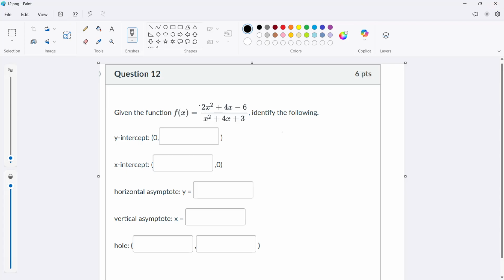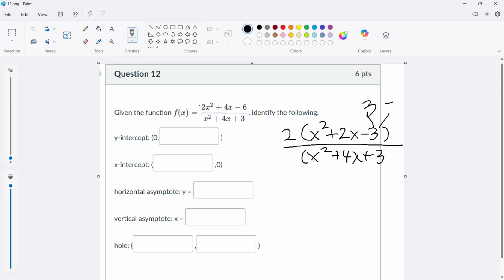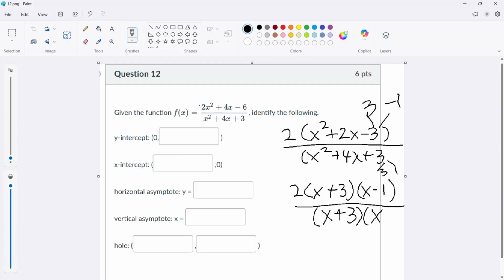So on the top, I'll divide 2, and then I'm left with x squared plus 2x minus 3. And on the bottom, I have x squared plus 4x plus 3. I want to see if there's two numbers that multiply to negative 3 and add to positive 2. Well, yes, 3 times negative 1. So this is going to be 2 on top times x plus 3 times x minus 1. And on the bottom, numbers that multiply to 3 and add to 4. That's 3 and 1. So this is x plus 3 and x plus 1. All right, so now I'm good.